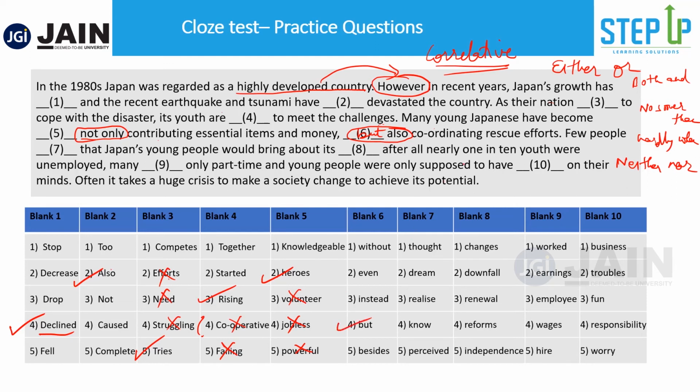Now seventh: few people dash that Japan's young people would bring about its dash. After all, nearly 1 in 10 youth were unemployed. Many dash only part-time, and young people were only supposed to have something. So it's like few people expected these young people to really rise up to the occasion and do something, but they have really done something different. And in large part, often it takes a huge crisis to make a society achieve its full potential, right?